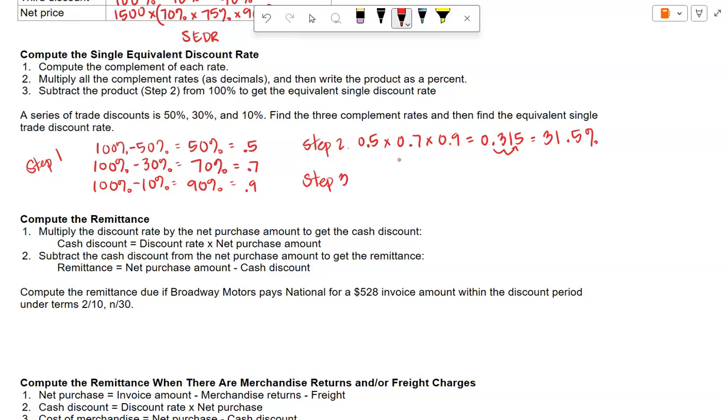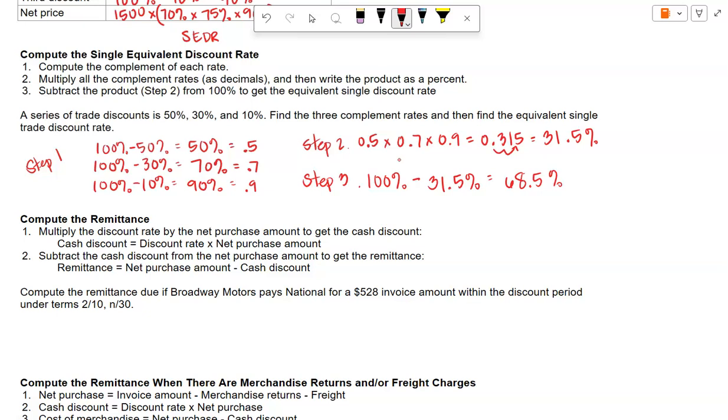Okay, now it says step 3, and this is calculating the actual single discount rate. I'm simply going to take 100% minus my answer in step 2, and this gives me an SEDR of 68.5%.